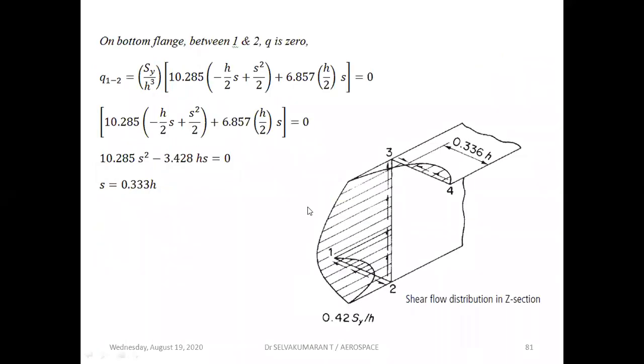So now this is the plot. Okay, so same value 0.428. Here it is shown 0.42. Okay, at 2 and 3, the shear flow values are the same in magnitude. I'll tell you where the plus and minus sign has gone.